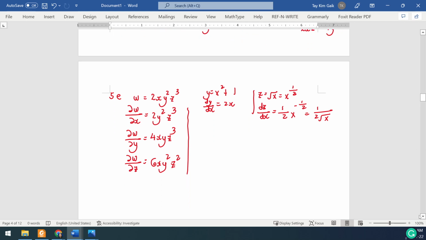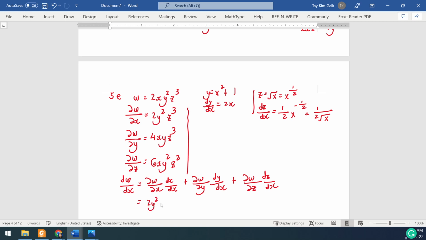Okay, put into the chain rule formula. Hence, dw/dx is ∂w/∂x dx/dx plus ∂w/∂y dy/dx plus ∂w/∂z dz/dx. ∂w/∂x here is 2y squared z cubed. dx/dx is 1. ∂w/∂y is 4xyz cubed. dy/dx, you got 2x. ∂w/∂z, you have 6xy squared z squared. dz/dx, you have 1 over 2 root x.